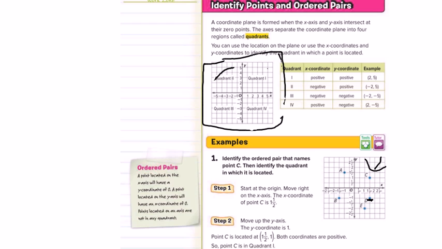So the coordinate for point C is 1.5, 1, and it should be written in parentheses like this with a comma separating your x and y coordinates. Both coordinates are positive, so I know that point C is in quadrant 1 that we learned about above.